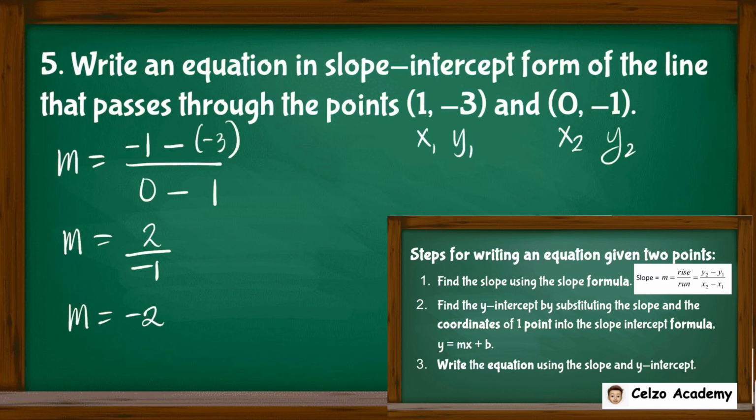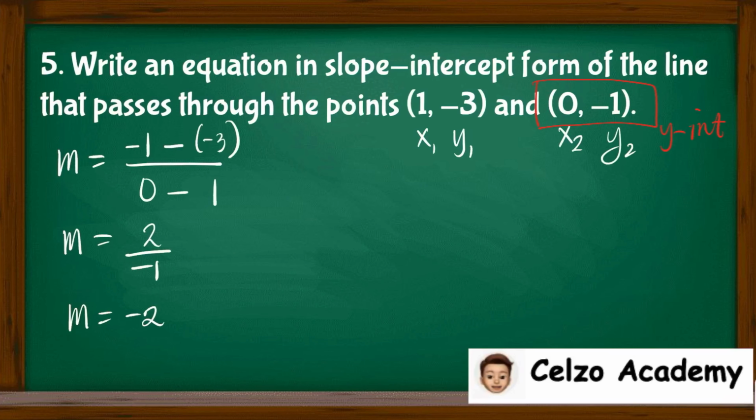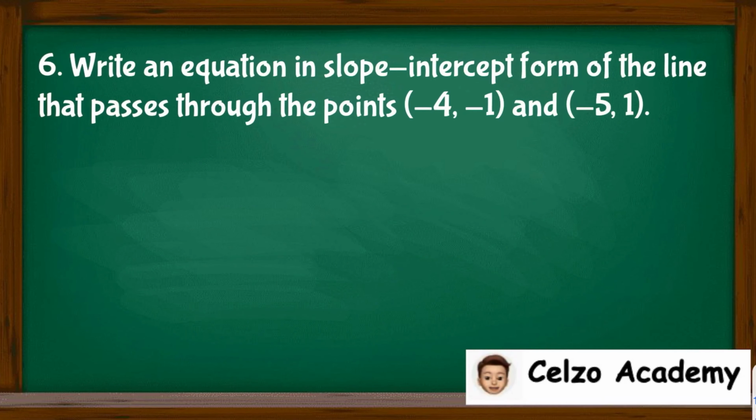Did you notice anything in our two points? (0, -1) is our y-intercept. Since x is 0 and y is -1, this means that the y-intercept is -1. So now we can plug in the m value -2 and the y-intercept -1 into the slope-intercept form. So the equation is y equals -2x plus b, and our b is minus 1. So y is equal to -2x minus 1.